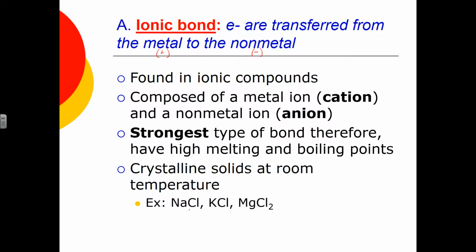You will notice in any ionic compound, the formula will start with a metal. Here we have a 1A metal, a 1A metal, and a 2A metal. And it will end in a nonmetal. Here we have a halogen, chlorine, chlorine, chlorine. So if you have a metal bonded to a nonmetal, you will have an ionic compound. It will contain an ionic bond. That's the first type of bond.